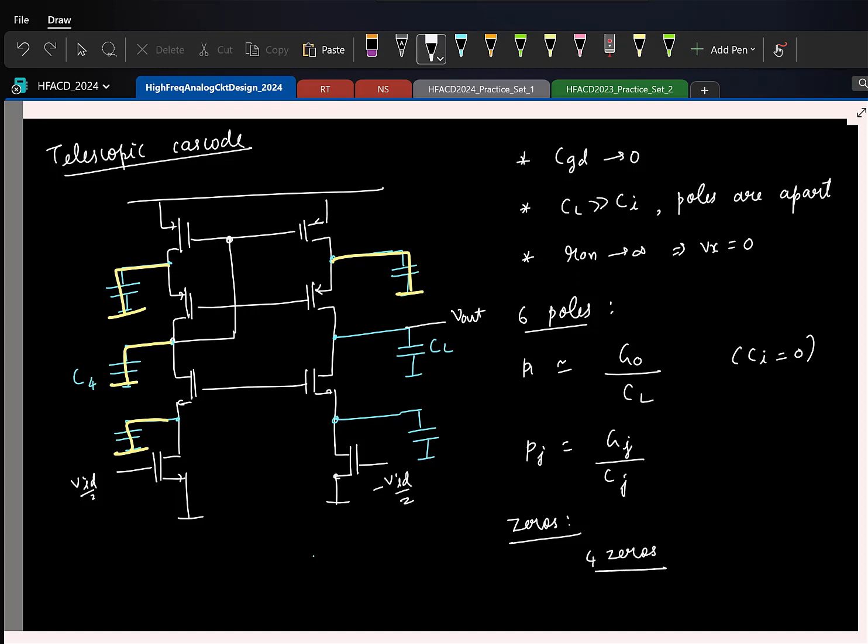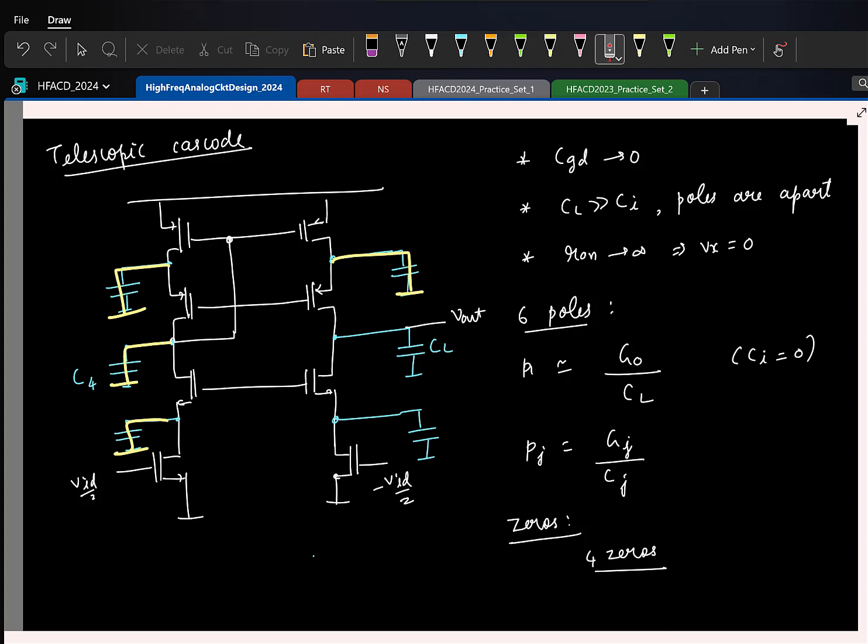Again, let's not try to find the zero locations. It's not trivial here. But one thing is for sure: if you have a large load capacitor, and because the output resistance, or the output conductance, is very small, this will be the low frequency pole, and all other poles and zeros will typically be much farther apart.